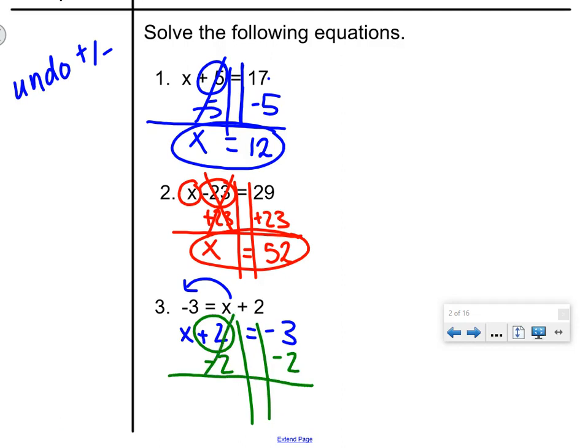The positive 2 and negative 2 cancel out. We bring down the x equals now negative 3 minus 2. This is why we did unit 1 first, because that's negative 5. Same sign, we add the numbers and keep the sign. Feel free to use a calculator if you are struggling with those operations.